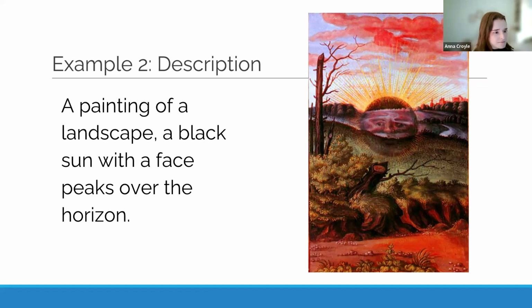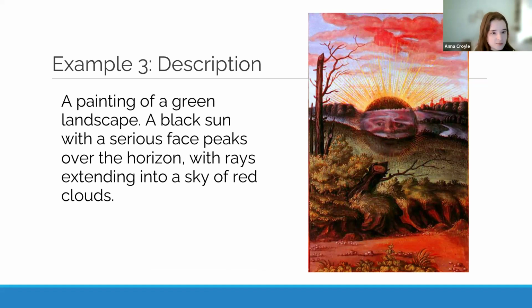But maybe I'm posting about it in a more artistic context. It could be even longer. It's a painting of a green landscape, a black sun with a serious face peeks over the horizon with rays extending into a sky of red clouds. So that was a great question to lead into these examples. It really depends on the context. And for me, I'd probably go with a more detailed alt text for this because it's about the artistic experience for me. So I want to capture that aesthetic experience in a different form.